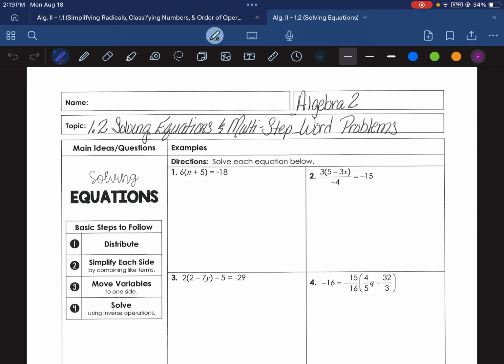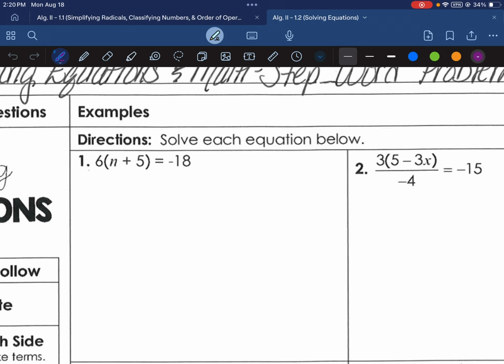So for solving equations, we have some basic steps to follow. This is kind of a general guideline. A good first step is to distribute if you need to. Then simplify each side by combining like terms. Move all variables to one side, and move the numbers to the other. And then solve using inverse operations, such as subtracting to undo addition or dividing to undo multiplication.